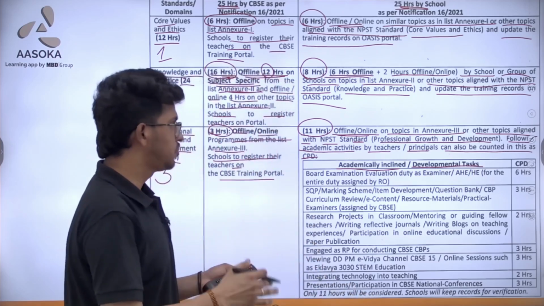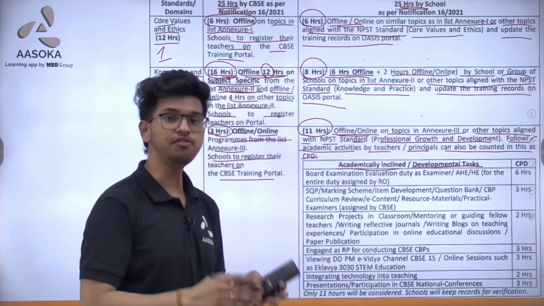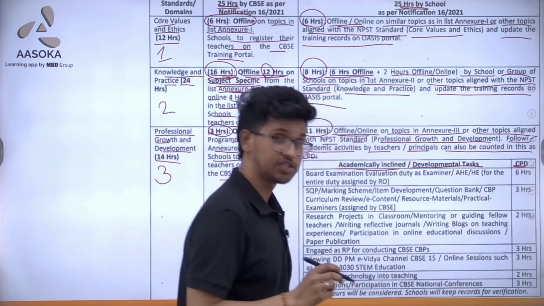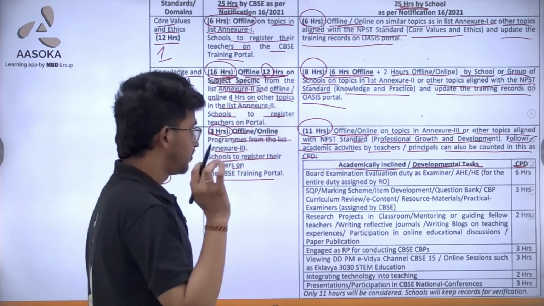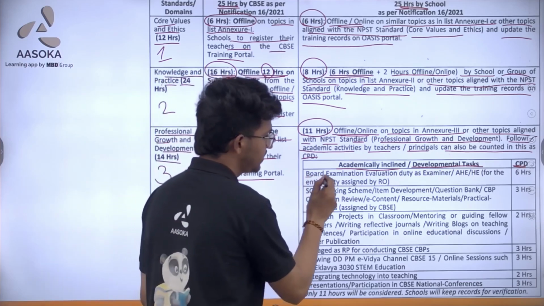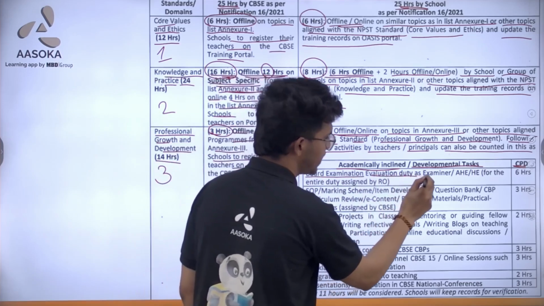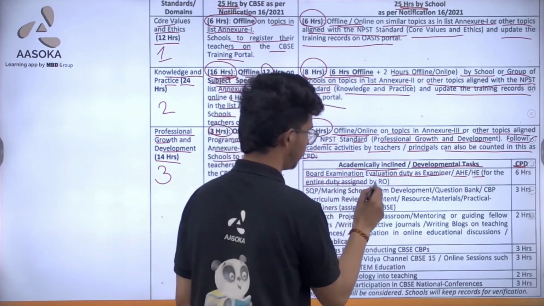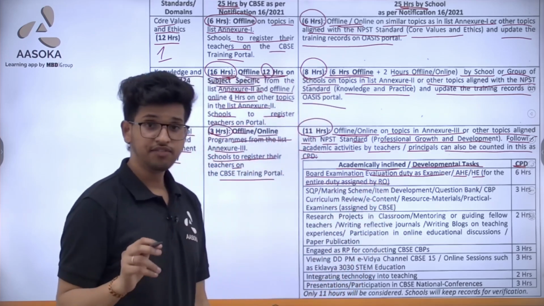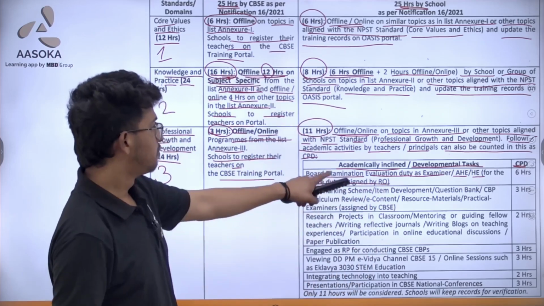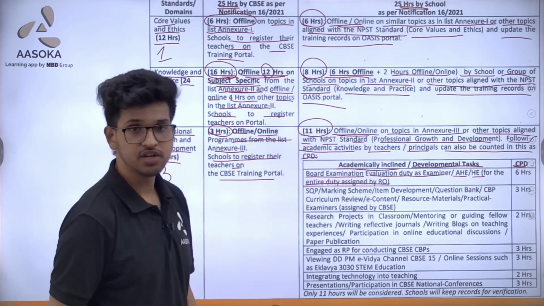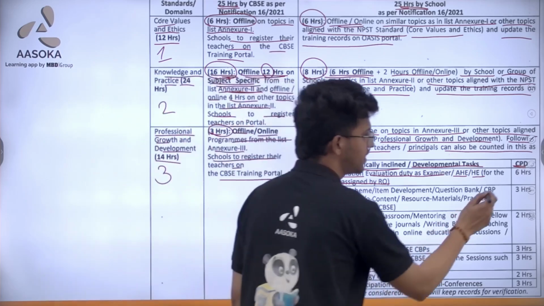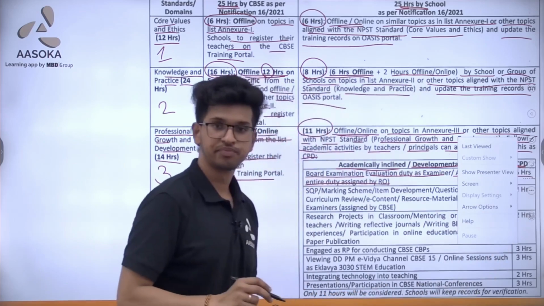So this is how you will be completing your hours of CPD, as mentioned here, continuous professional development. Let's say here, board examination evaluation duty as examiner for the entire duty assigned by RO. If you are working as a board examination evaluator or board examination examiner, in that case you will be completing your 6 hours.